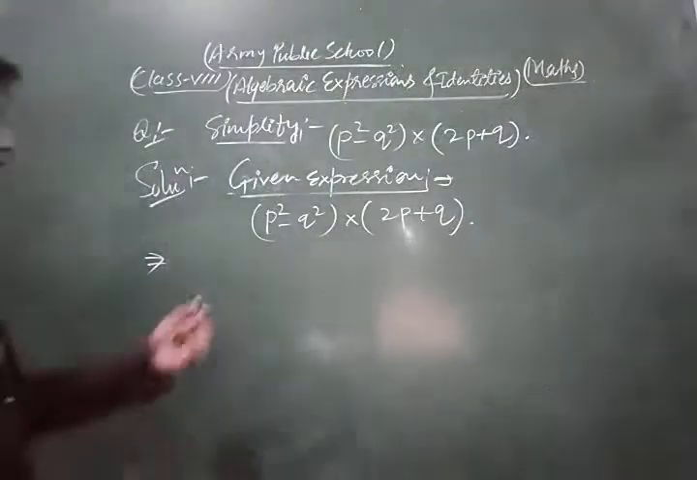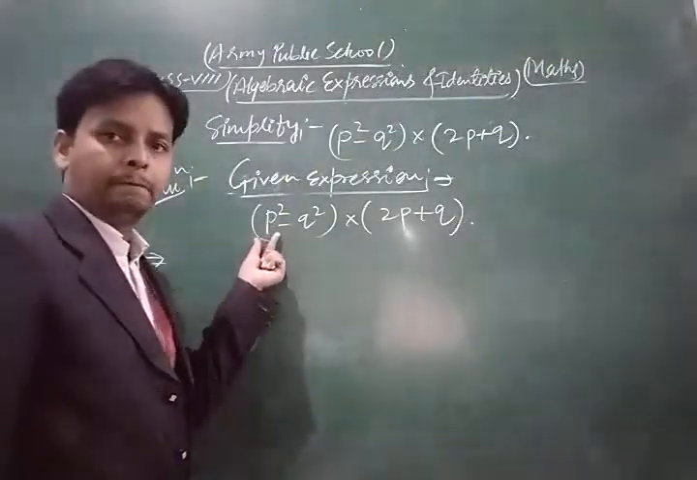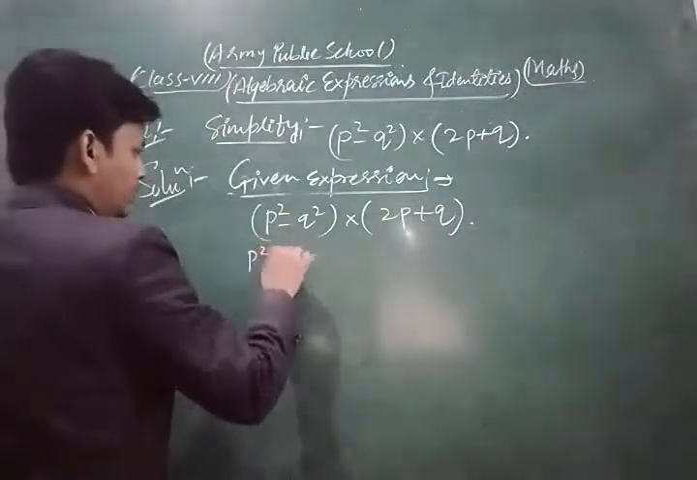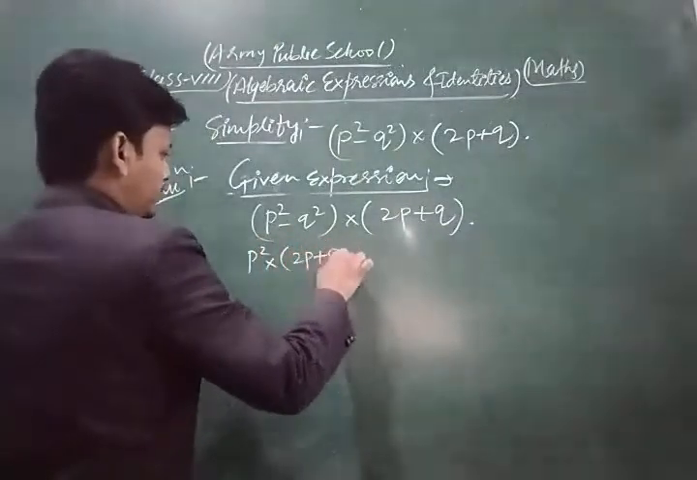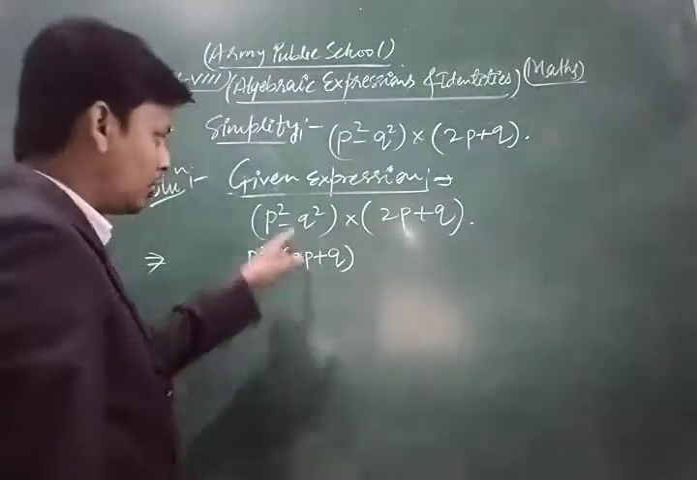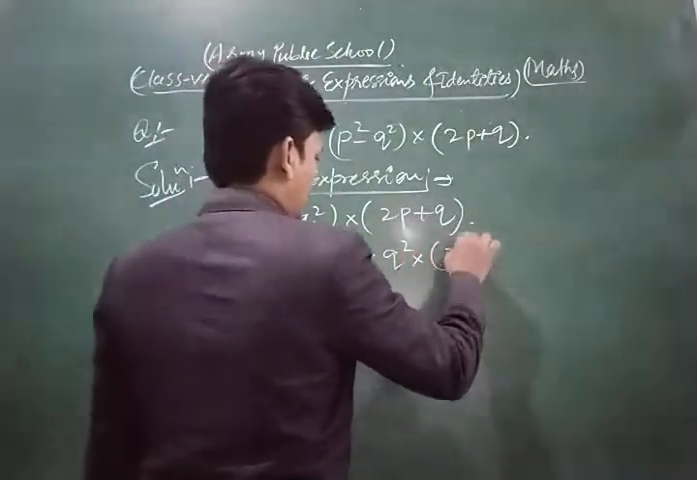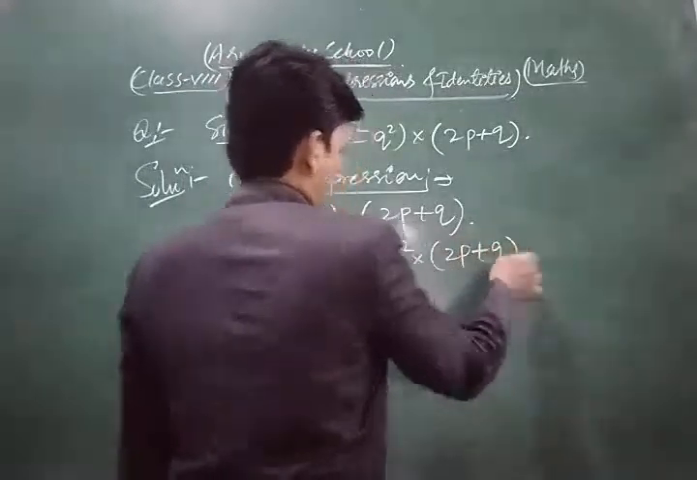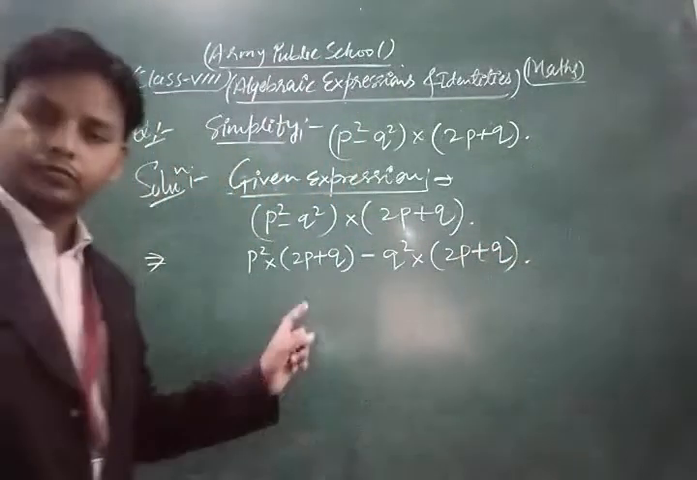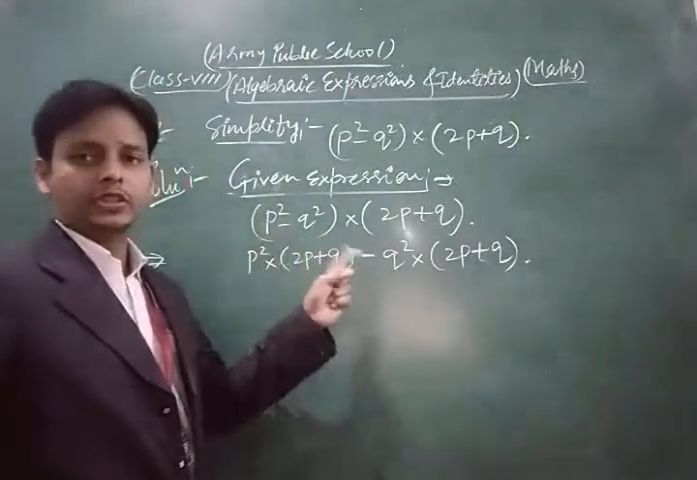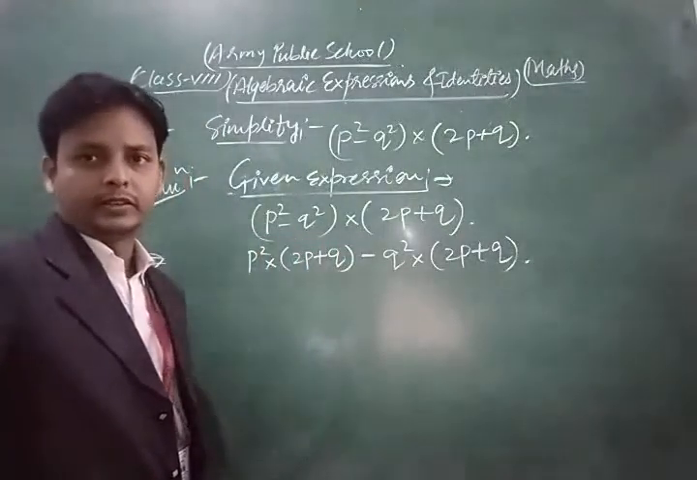So now we can write it in this way. First of all, we write p square into the whole expression, that is p square into 2p plus q, and now minus q square into 2p plus q. So first of all, we write the given expression in this format.